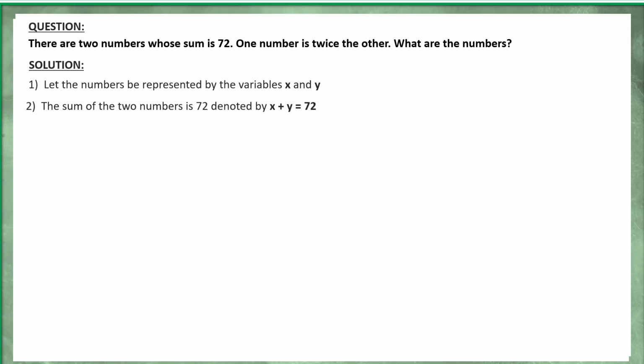So the sum of the two numbers is 72, and it can be represented or denoted by x plus y is equal to 72. So x plus y is equal to 72 is equation 1.